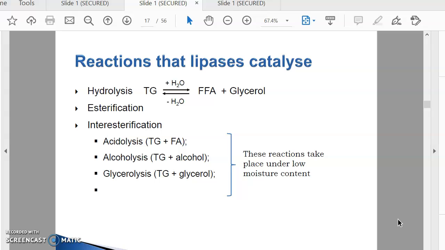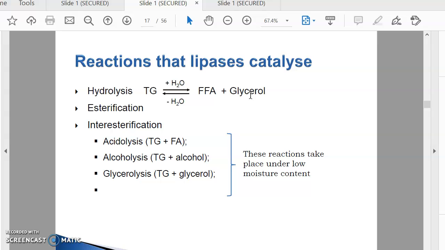Okay, so this is the reaction that the lipases catalyze. Lipase is actually a group of enzymes that can catalyze lipid reactions. The most common one, the first one, is hydrolysis of triacylglyceride. Sometimes it can be written as TAG, triacylglyceride, or TG, triglyceride. Okay, they are the same. The hydrolysis is when we add water to break the triglyceride into free fatty acid and glycerol.